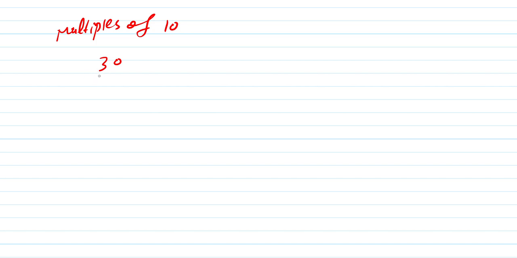In the same way, if I say a multiple of 100, there will be two zeros at the end of the number. So it means it will be the multiple of 10 as well as 100. Remember, every multiple of 100 is a multiple of 10 as well. In the same way, if there are three zeros at the end, we say it's a multiple of 1000 and so on. Clear?